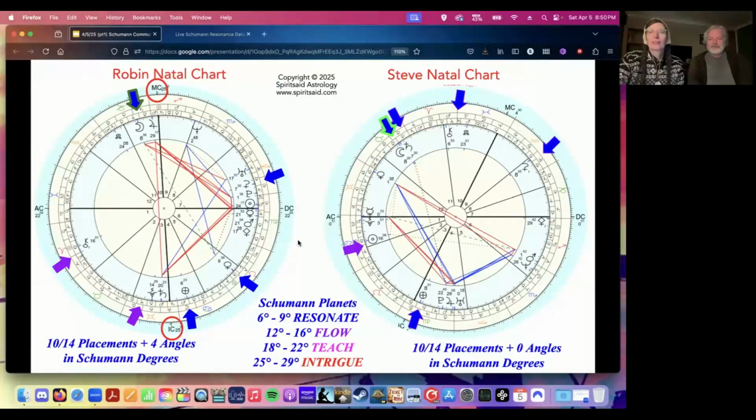Yeah, there we go. Okay, so Steve and I both have a couple planets on the flow zone. But this is where we really diverge. So I have way more pink than Steve does. Steve does not have many pink planets. And that means that teaching is not such a natural thing for him. The one that he does have really over here is his Pluto in Virgo. But he's not as natural of a teacher as I am, which is why I tend to take the lead on things like this. But what Steve does have is a ton of planets in the intrigue zone.